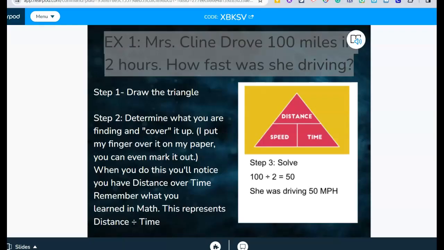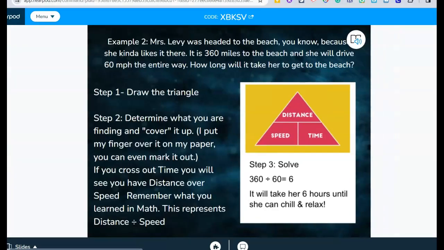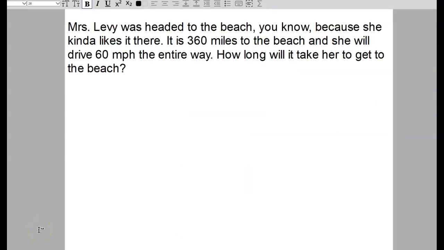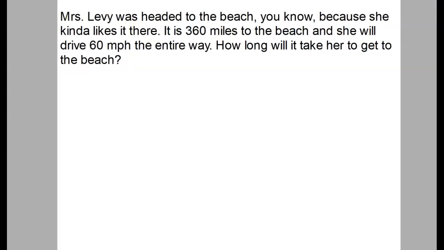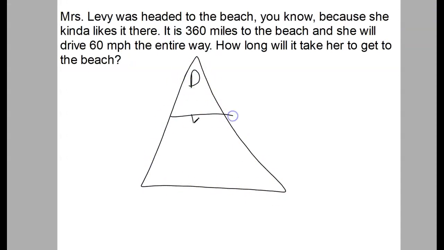All right. I'm going to come back into here. I'm going to change the question up a little bit. Example 2 is, Miss Levy's headed to the beach. That's her favorite place. It's 360 miles to the beach, and she will drive 60 miles an hour the entire way. How long will it take her to get there? All right. Now, Ava, before I even get started, there's something I should be drawing on my paper. What should I be drawing? The DST triangle. That's very important that you put everything in the right place.